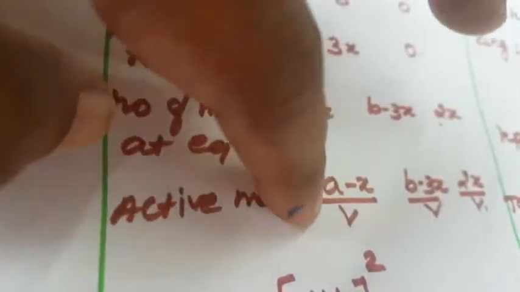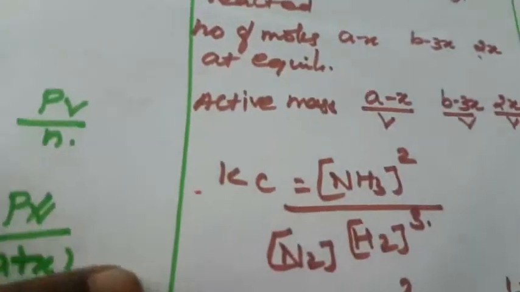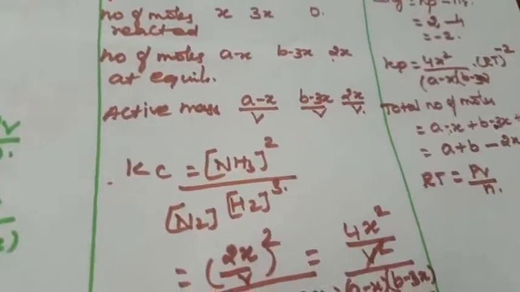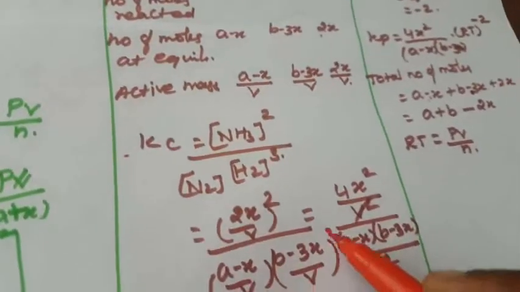Number of moles at equilibrium: a minus x, b minus 3x, and how many products are formed? That is 2 molecules of product, so that is 2x. Now the active mass, the number of moles as concentration: a minus x by V, b minus 3x by V, 2x by V. So what is the Kc? How to write it: product concentration divided by reactant concentration. Now you substitute that value.